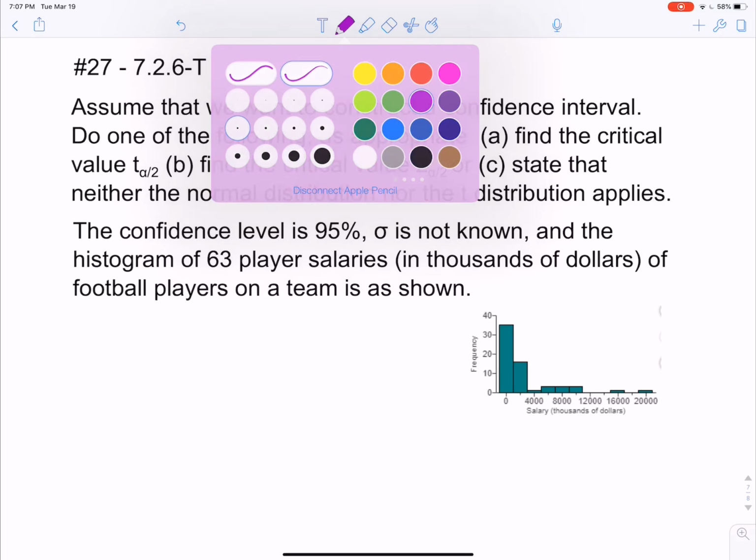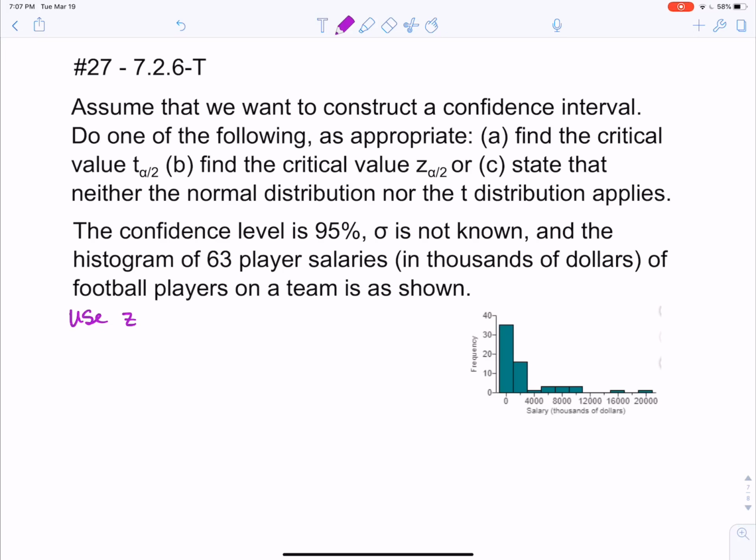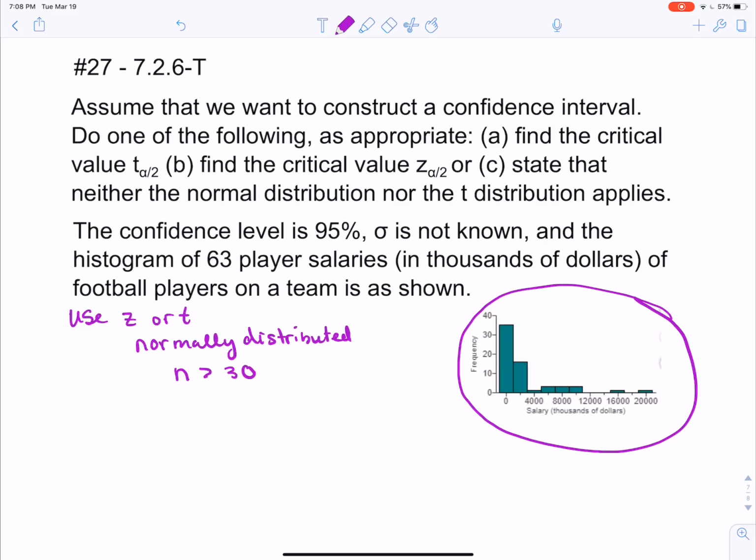So remember, to be able to use z or t distributions, we need to fit one of these categories. We need to have a population that's normally distributed, or we need to have an n that's greater than 30. So if we look at this, they tell us the confidence level is 95%, our population standard deviation sigma is not known, and the histogram of 63 player salaries in thousands of dollars is shown. So if we look over here at this histogram, it's definitely not normal, right? If I tried to draw that bell curve, it does not fit it. So we can't use that requirement.